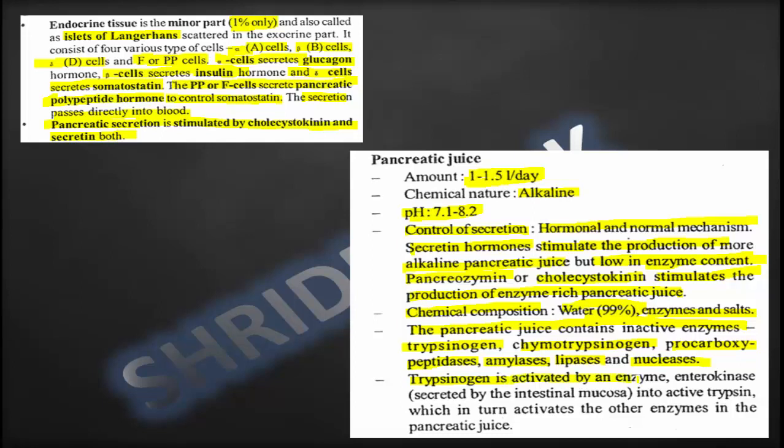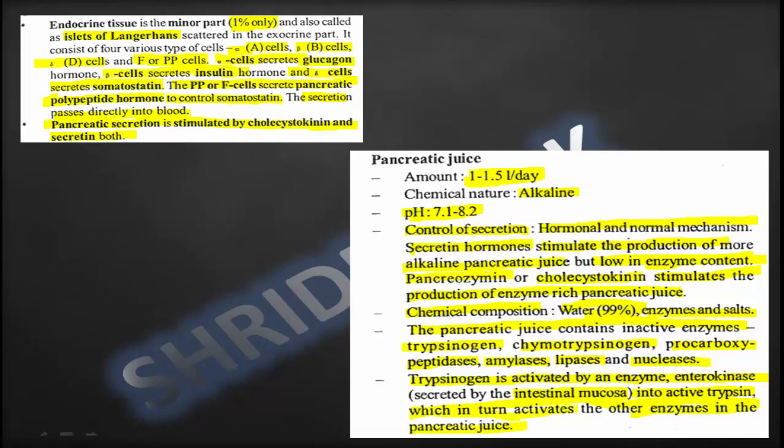Trypsinogen is activated by an enzyme called enterokinase. Hope you remember, this is present in the intestinal juice, secreted by the intestinal mucosa, and this enterokinase converts inactive trypsinogen into active trypsin. Conversion of trypsinogen into active trypsin is carried out by enterokinase. Remember, enterokinase is not present in the pancreatic juice, it is present in the intestinal juice, which in turn activates other enzymes in the pancreatic juice.